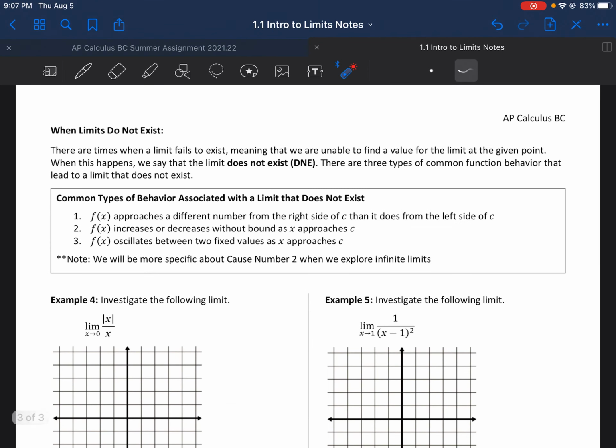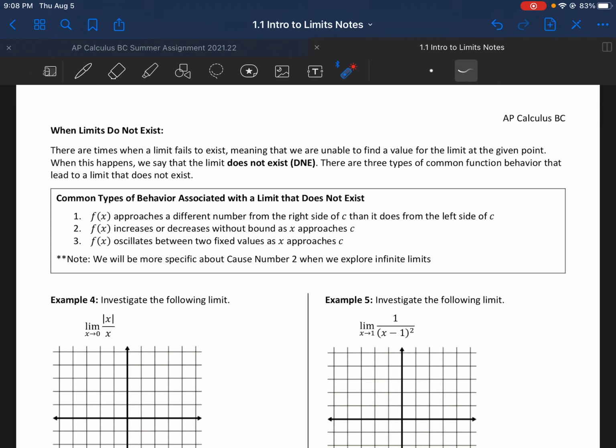Another example is when f of x increases or decreases without bound as x approaches c. So as your x is approaching a certain value, if your y values or function values are either increasing without bound or decreasing without bound, we would say that the limit does not exist. And you'll see an example of that here momentarily.